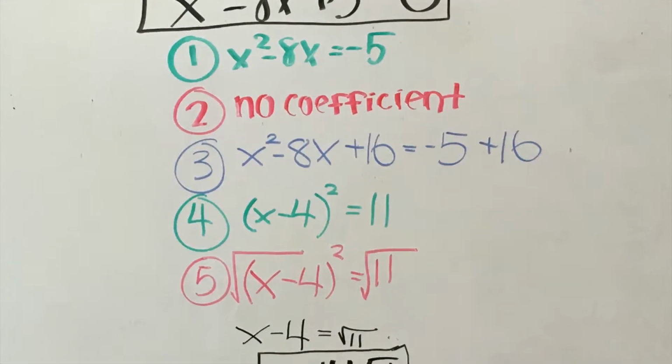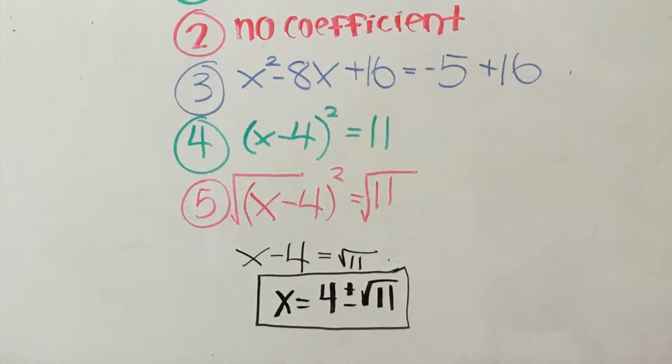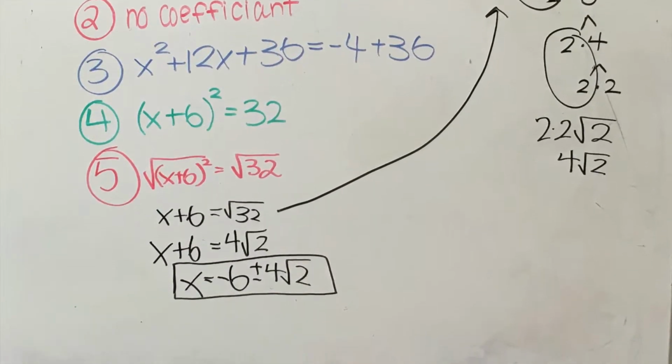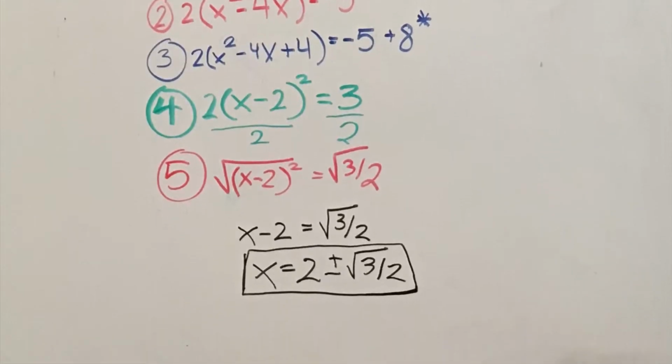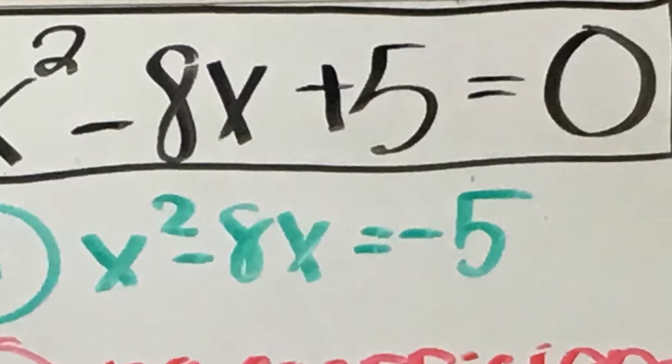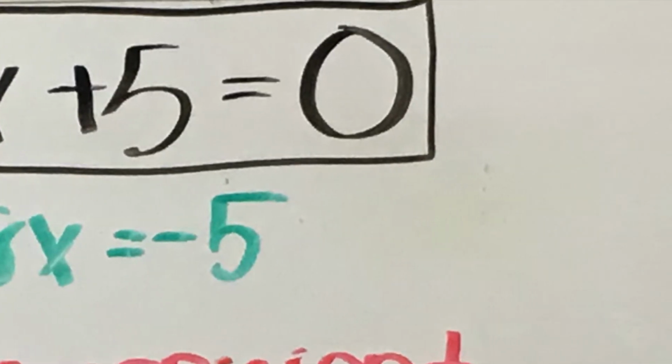Today I will be giving you 3 examples of how to complete the square in varying difficulty, and I will show you the 5 main steps in order to be successful while completing the square. So the first problem we're going to use is x squared minus 8x plus 5 equals 0.